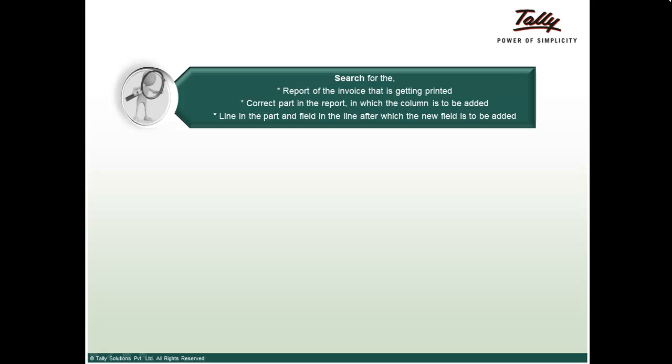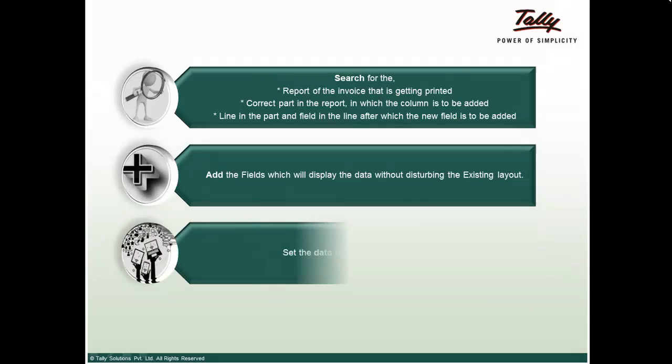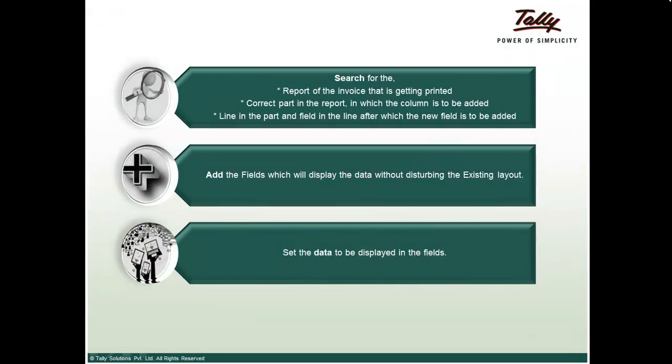Next, you will have to search for the correct part in the report where the new column has to be added. And then find the line in the part and the field in the line where this new field has to be added. After completing this search, the next step is to add the fields which will display the data without disturbing the exact format or layout. The last step is to set the data to be displayed in the fields.